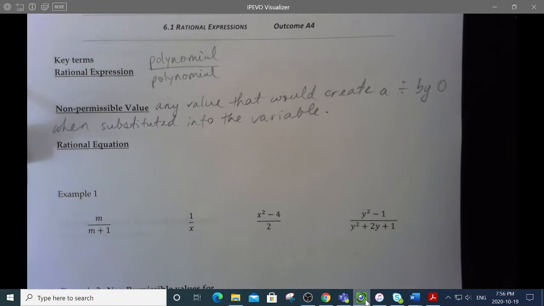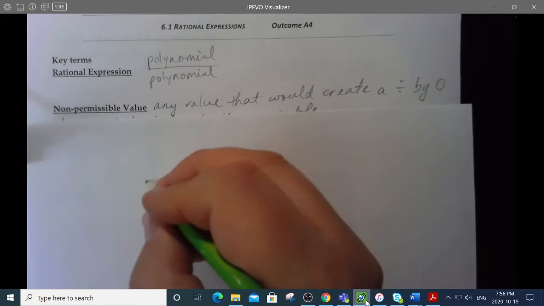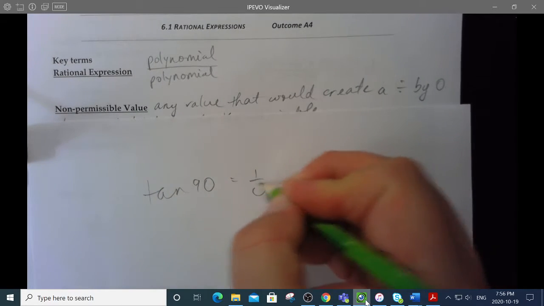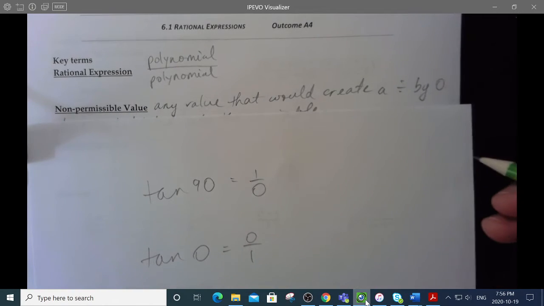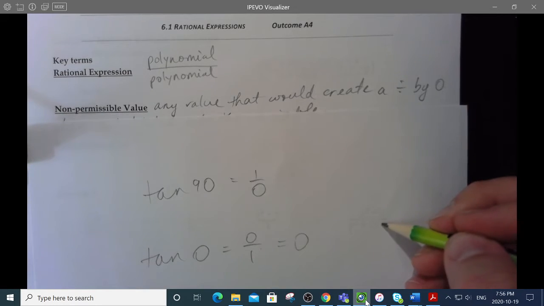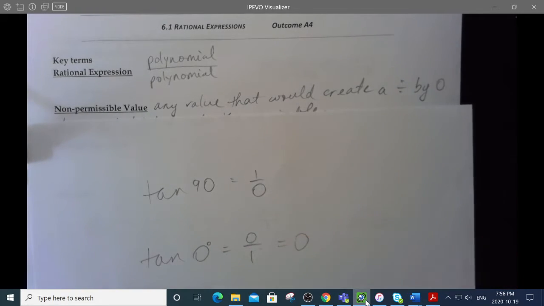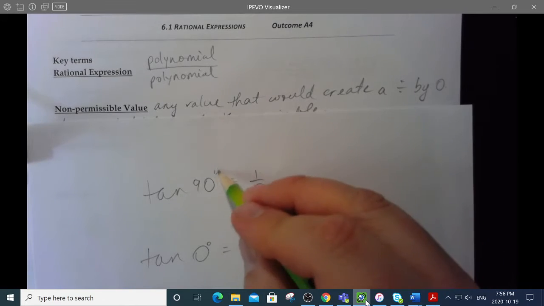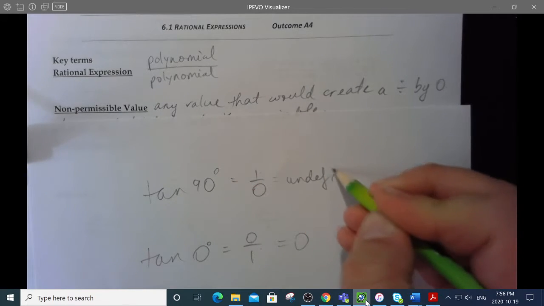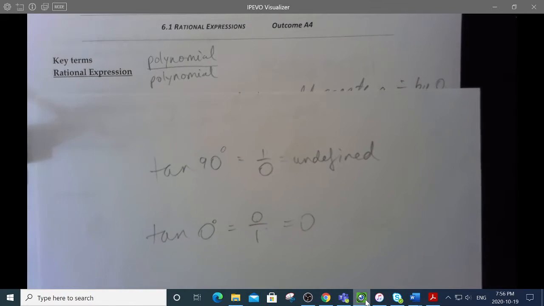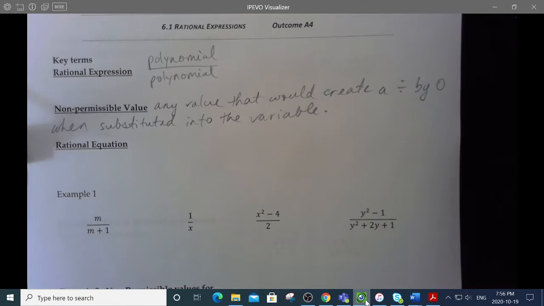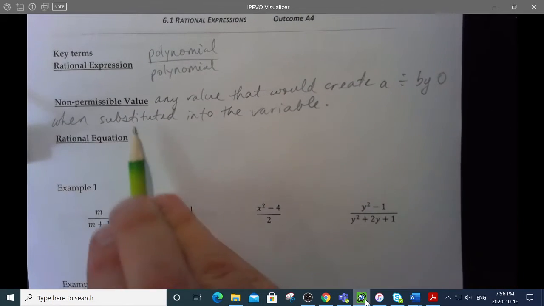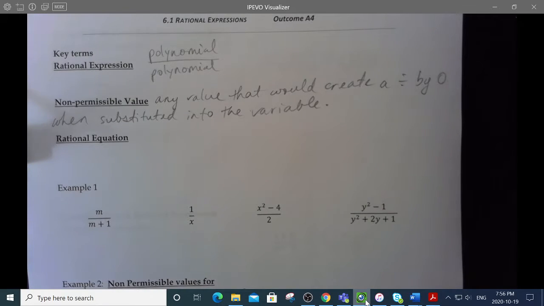This came up in the last unit when we were talking about tangent. Remember that the tangent of 90 degrees is 1 over 0. But the tangent of, say, 0 or 180 degrees is 0 over 1. This is just 0, right? Tangent of 0 degrees is 0 because 0 divided by 1 is 0. 1 divided by 0, though, does not have an answer. It's undefined. It is the unbreakable rule of all of mathematics that you cannot divide by 0. Even 0 can't be divided by 0. So with that in mind, we are going to look for non-permissible values for just about everything we do in this unit.